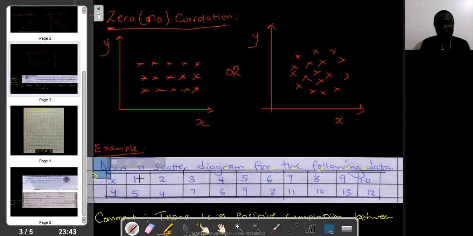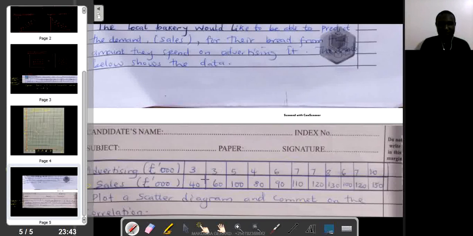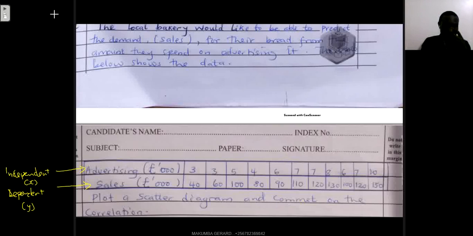Like the way we did in the first one, we had this question: draw a scatter diagram for the following. So we had to draw this as the scatter diagram. Please, the name suggests clearly that this is a scatter diagram. Okay, so we are going to do the same for this one here.